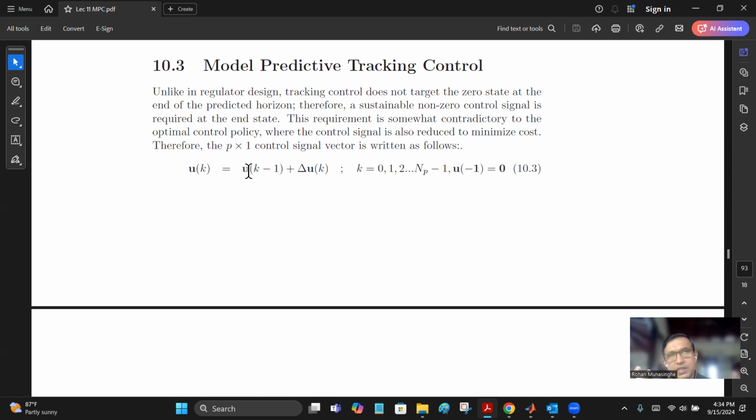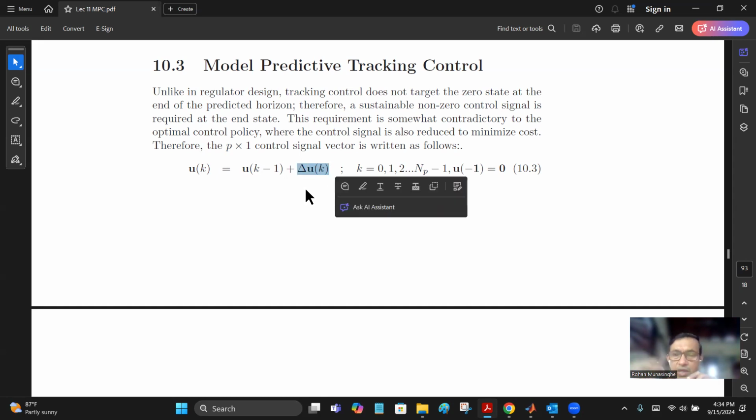So this optimization is now not based on u_k, but based on delta u_k. All of the delta u_k, right, are the subject matter right now in optimization. What is the best sequence of delta u_k from start to end, right, to optimize? So optimization is now with respect to the differential control signal. So that way we solve the problem.